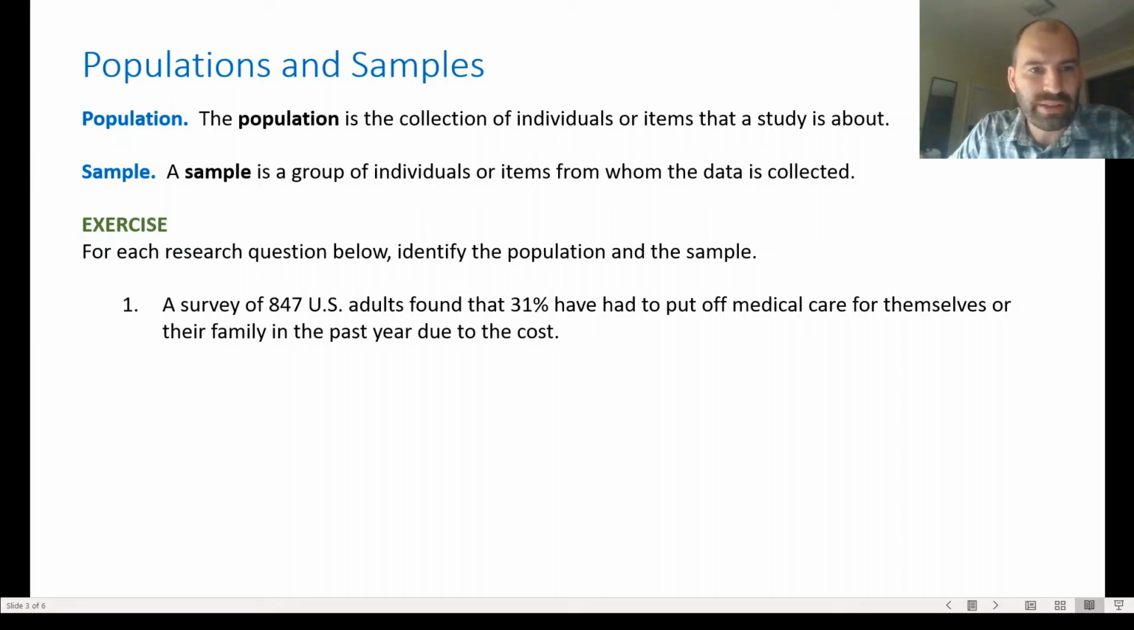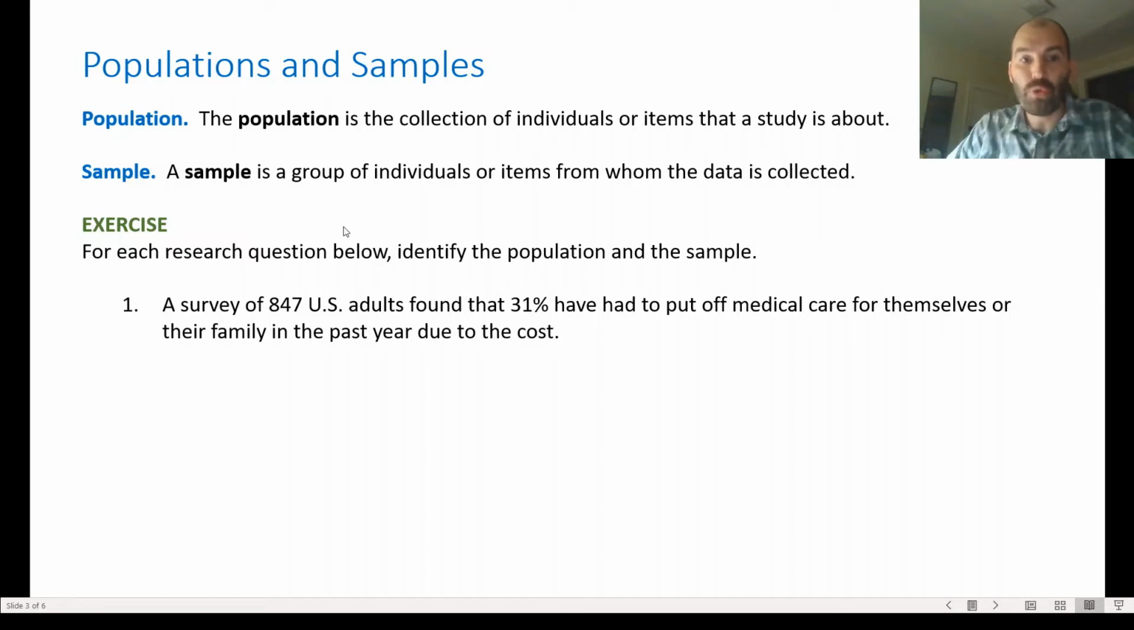Well, let's see. The sample is the group of individuals from whom the data is collected. So who did we collect the data from? What was that percentage based on? Well, that percentage is based on the 847 U.S. adults. So that is the sample. The sample is the 847 U.S. adults. What is the population?